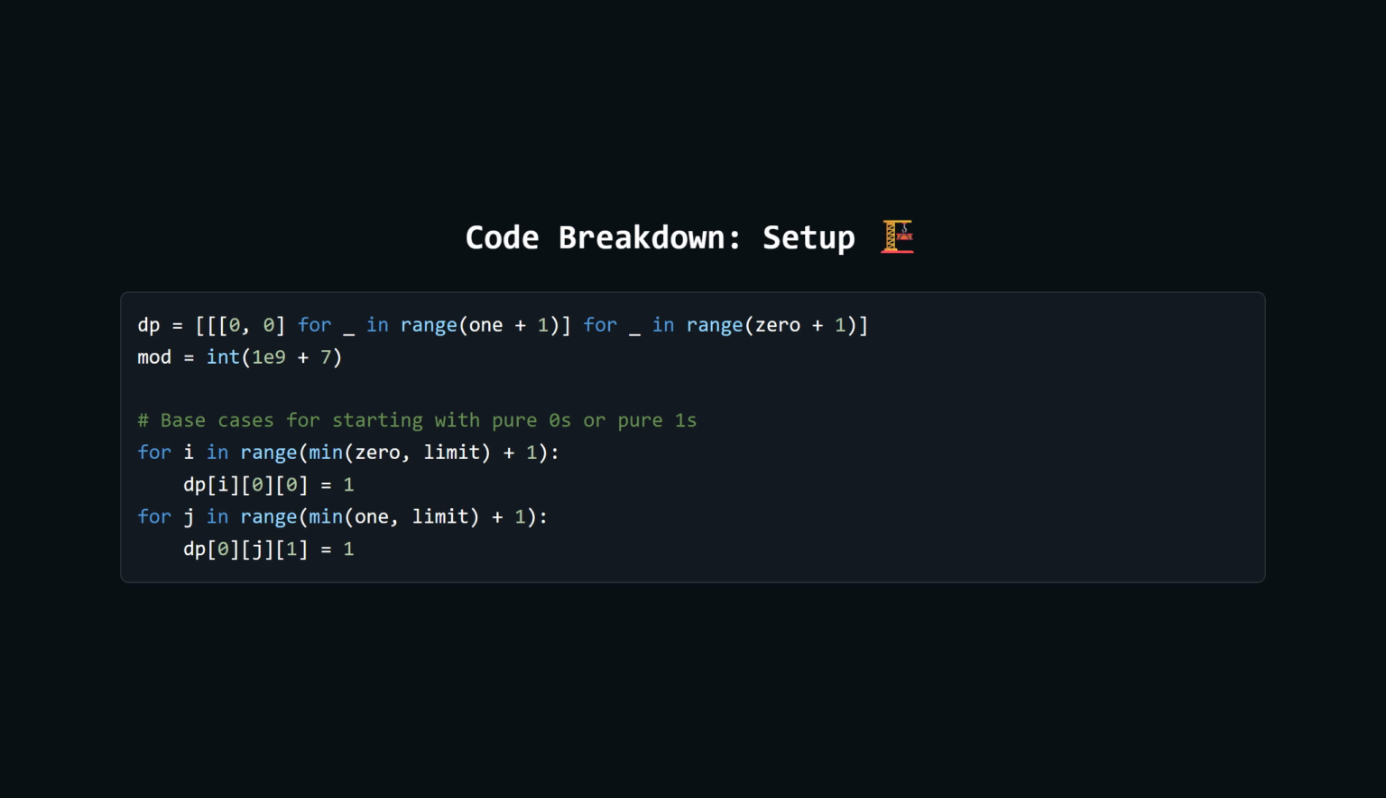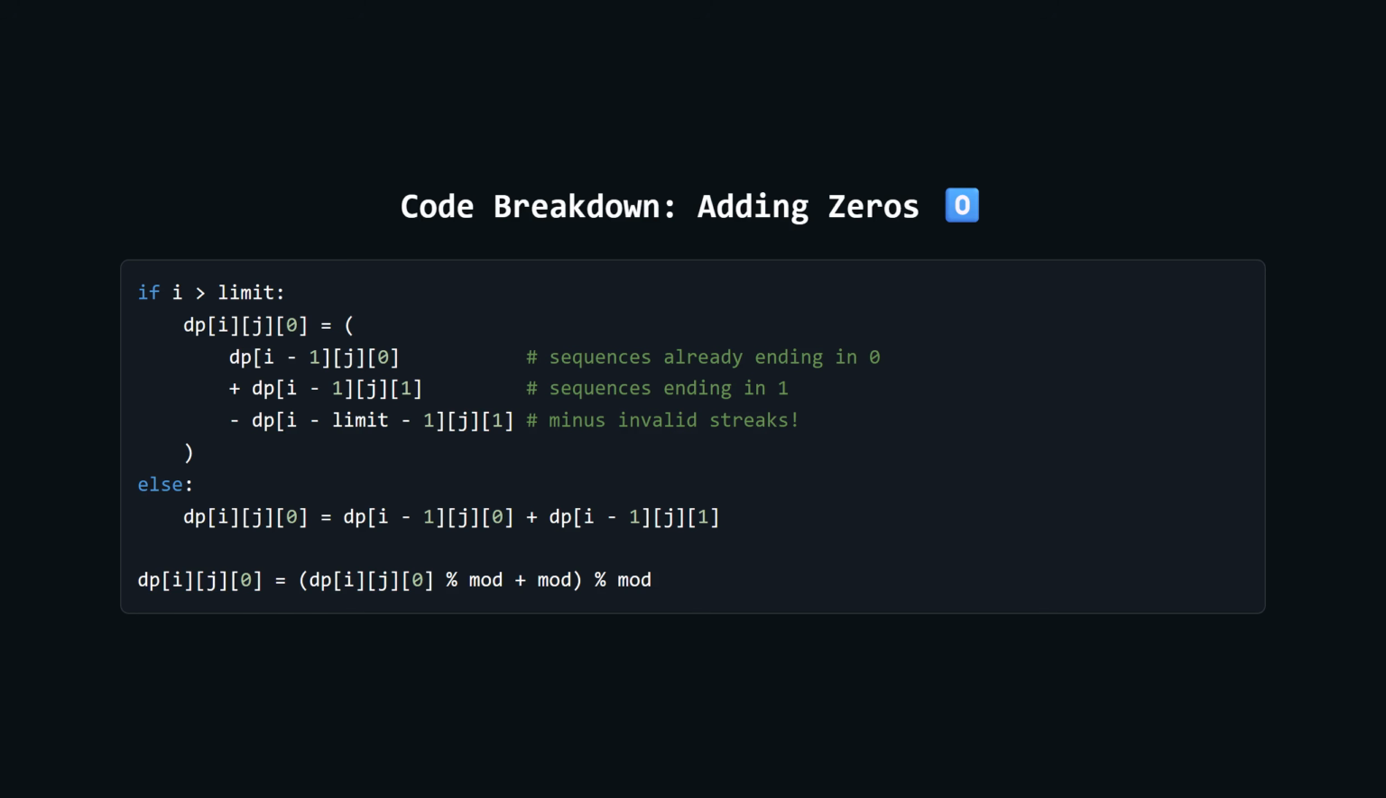If we are only using zeros, there is exactly one way to arrange them, as long as we don't exceed the limit. We do the same thing for starting with only ones. Now for the main loop where we build our counts. If we are adding a 0, we take all the previous combinations that had one less 0 in them.